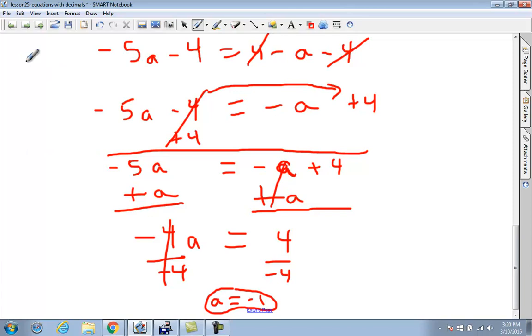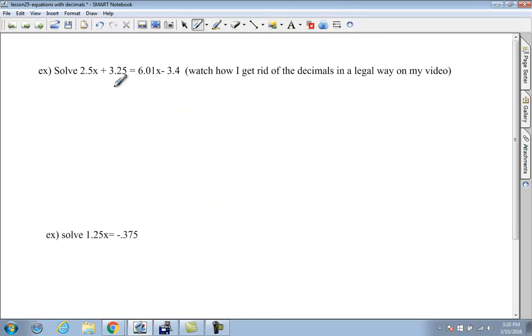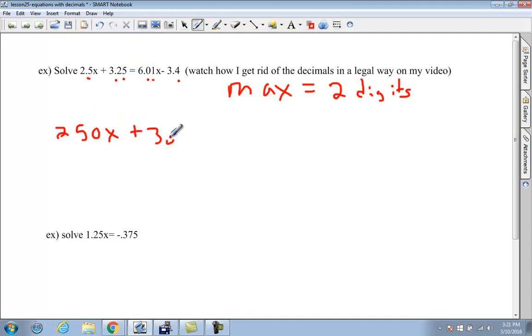Okay, now let's go to the next slide. Now that I told you the bit about getting rid of decimals, I'm hoping that's appealing for you. So 1 behind the decimal, 2 behind the decimal, 2 behind the decimal, 1 behind the decimal. You have to use the max. So max equals 2 digits behind the decimal. So I'm going to slide 2. If I slide 2 on that, I'm going to have 250x. Slide 2 on that, I'm going to have 325. Slide 2 on that, I'm going to have 601. And slide 2 on that, I'm going to have 340.